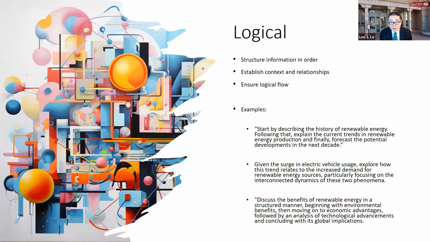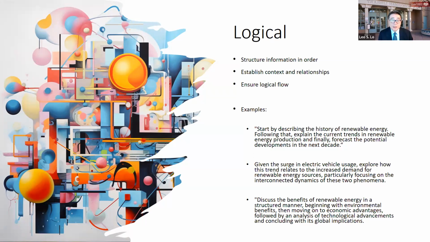So this helps in creating a narrative that the AI can follow easily, reducing the chances of receiving jumbled or incoherent responses. A prompt example is, start by describing the history of renewable energy. Following that, explain the current trends in renewable energy production, and finally forecast the potential development in the next decade. So here, the prompt guides the AI through a structured chronological exploration of the topic.